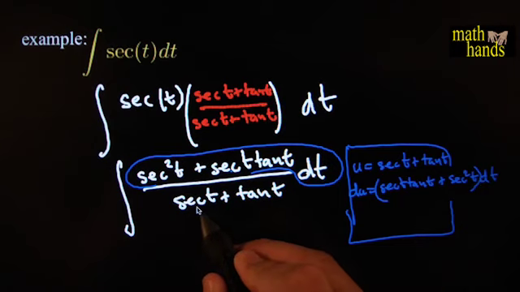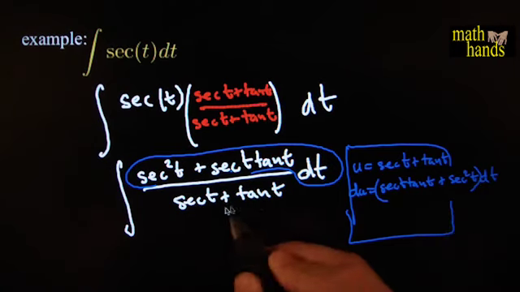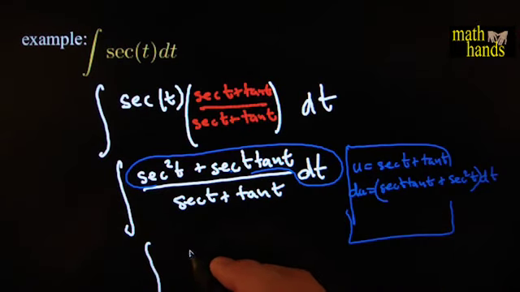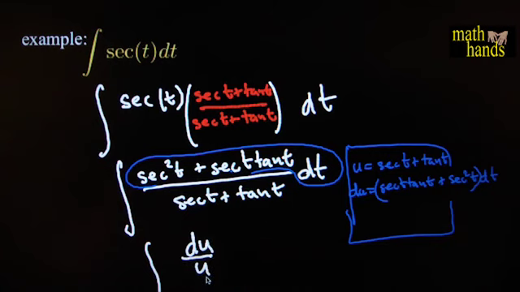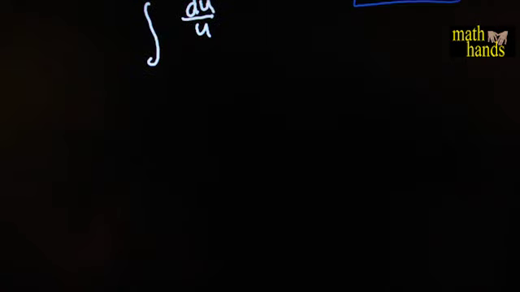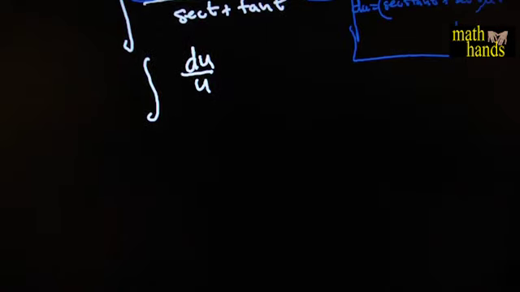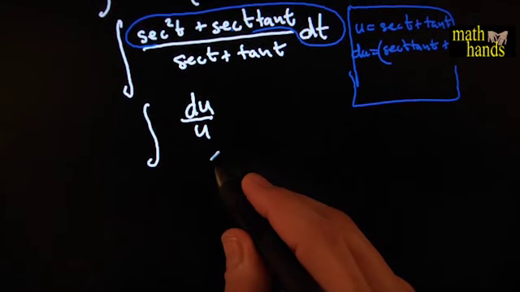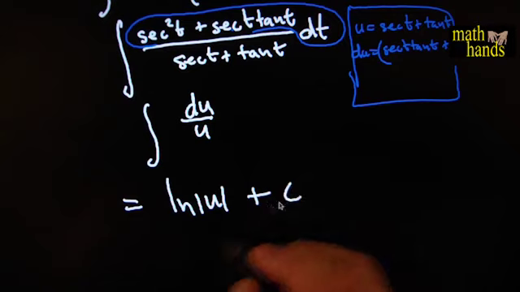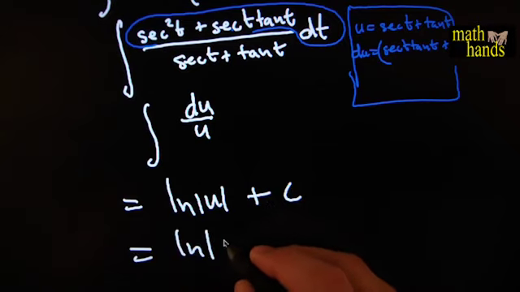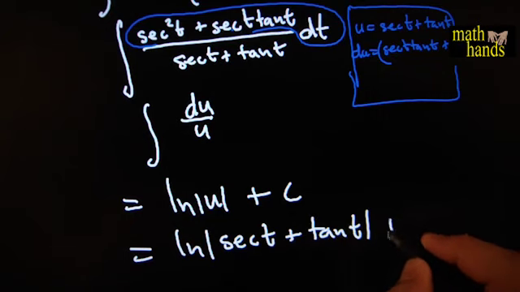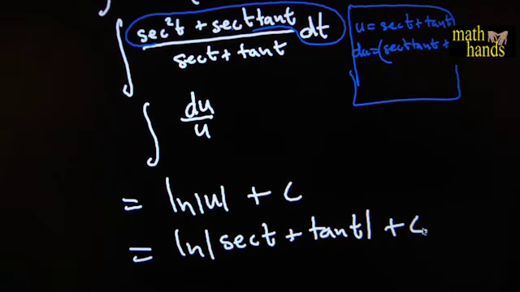On the bottom, look what we have. Secant plus tangent. That's a u. Amazingly, as if by some miracle, this becomes du all over u. I know, huh? It's incredible. It's hard to do that if you've never seen the trick. But now you've seen the trick. This becomes ln of u plus a constant, and you're done. This becomes ln of secant t plus tangent t plus c. Just like that. Very, very nice.